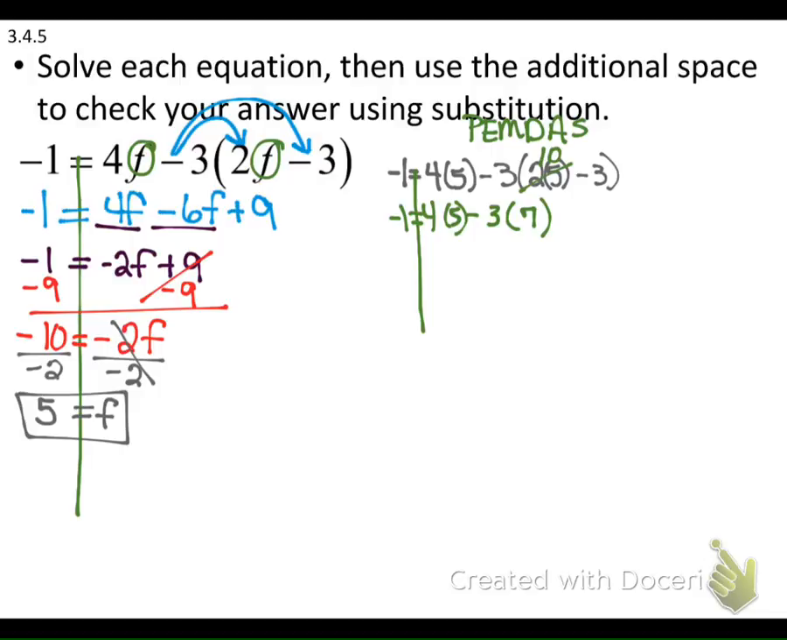Okay? Now, after I do parentheses, I do exponents. Do I have any exponents there? No. Do I have any multiplication? Yes. Where? What's up, 5? Which is? And where's my other multiplication? What type of 3 is that? Negative 3 times 7, which is?